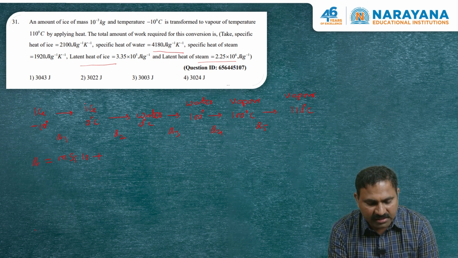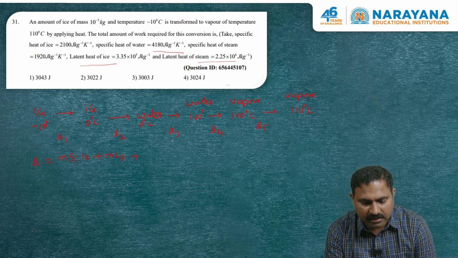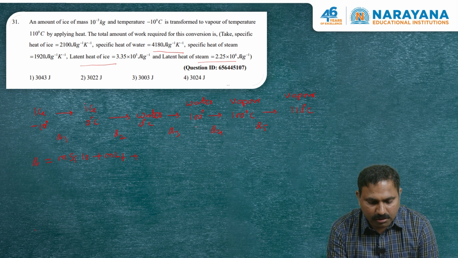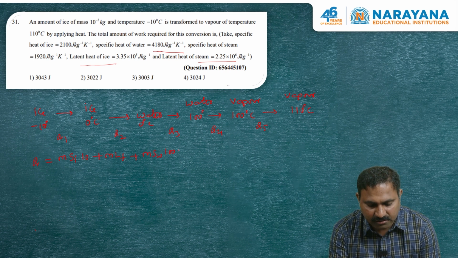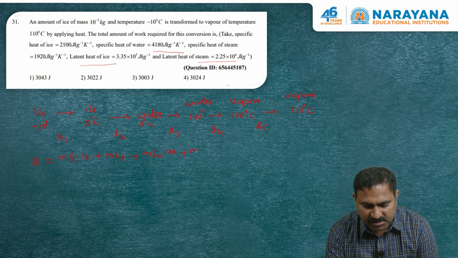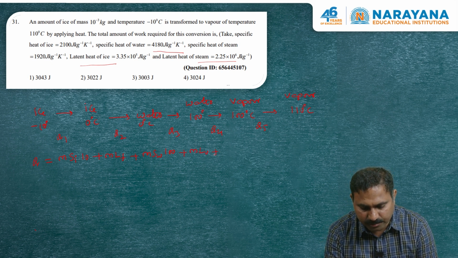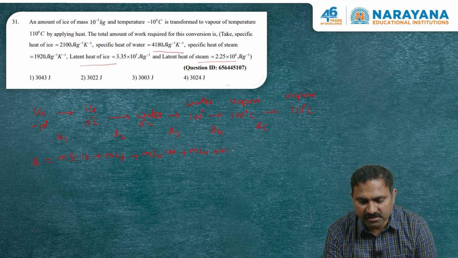Now ice to water at 0 degree centigrade, m into latent heat of fusion plus water to water 0 to 100 degrees centigrade. So, this is m into specific heat of water into rise of temperature 100. Again water to vapor at 100. So, mass into latent heat of vaporization plus again vapor to vapor raised by 10 degrees centigrade, mass into specific heat of vapor into rise of temperature 10.